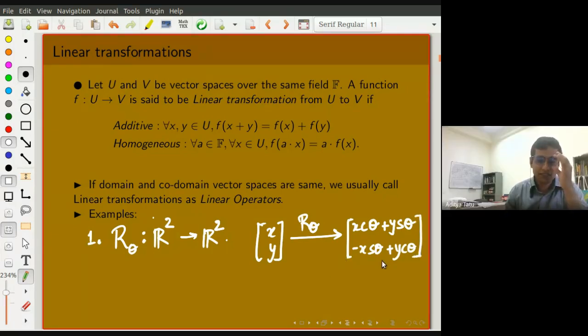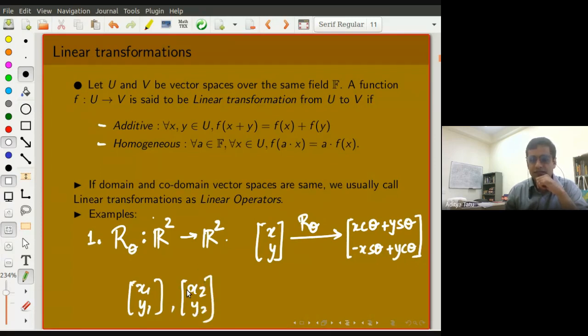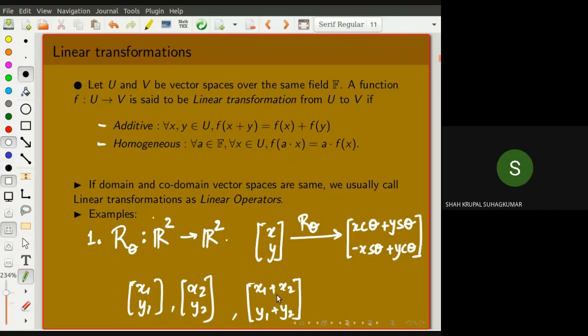So is this a linear transformation? You should formally verify both these properties. You can take x1, y1 and x2, y2. We already know what is the result of applying R theta to both of these individually, and you should now verify what happens if you rotate the sum of these points. Can I assume you guys can do this, or do you want me to formally verify the properties? We can do it. Okay, great.